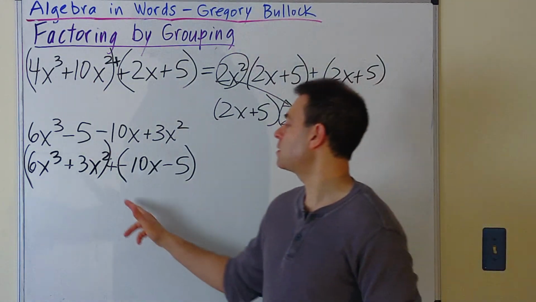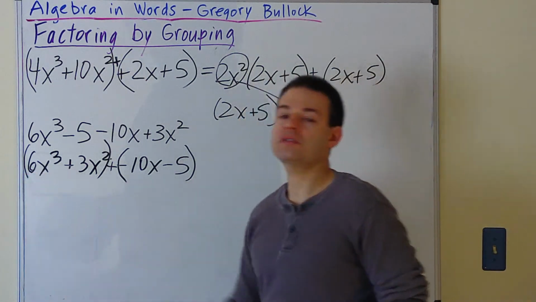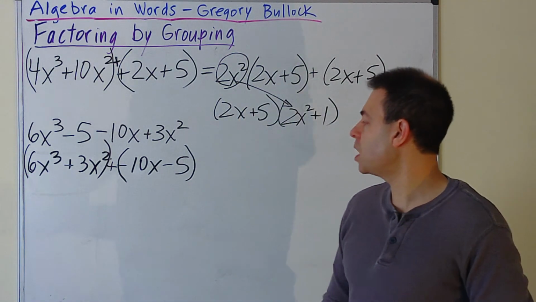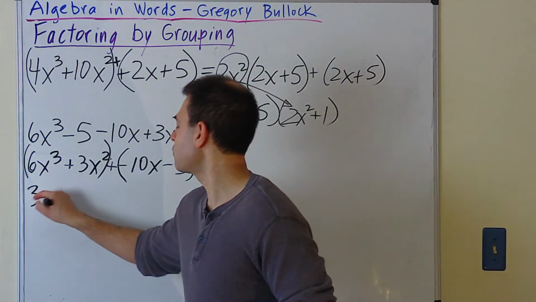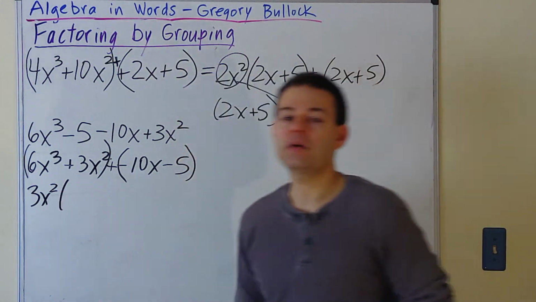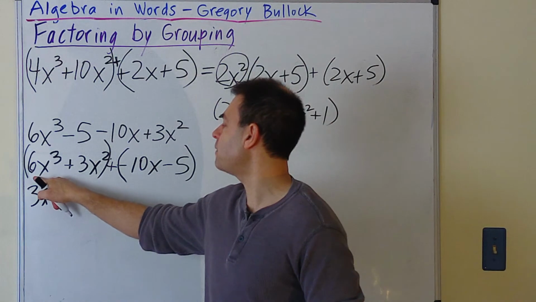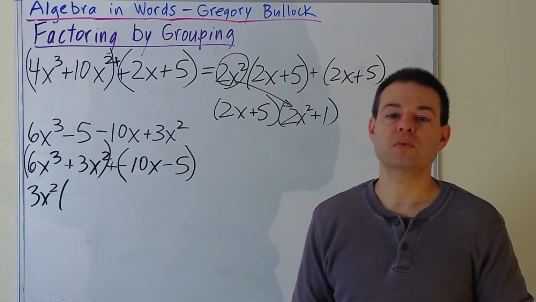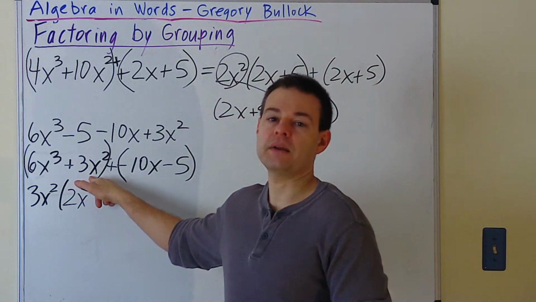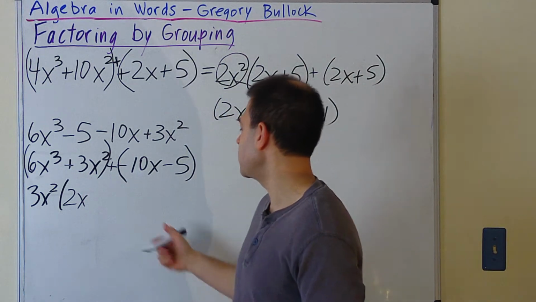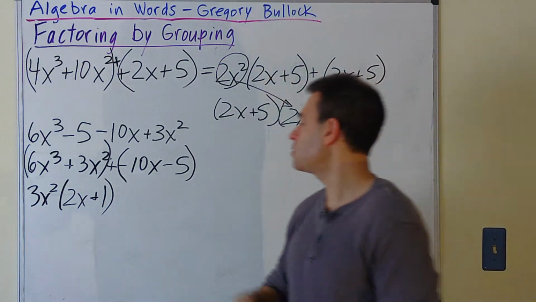Okay, so now we go back to the left group only, and we want to look for a greatest common factor just among the left group. And is there one? How about 3x squared? So let's come down and write 3x squared. And now put a set of parentheses and write what's left after we divide the greatest common factor out of the first term, which would leave us with 2x, and then the greatest common factor divided by this term, which would leave us with 1. Okay, so we finished this group.